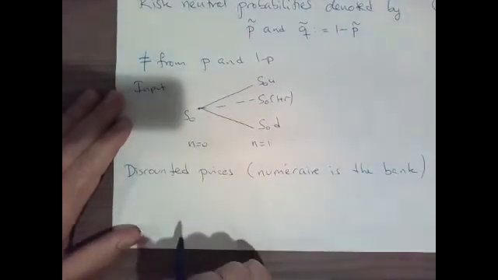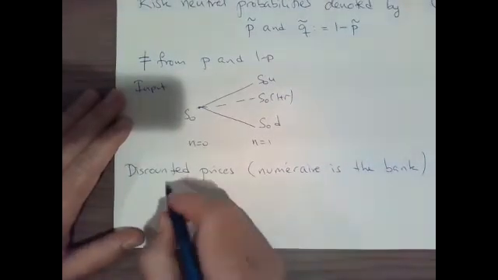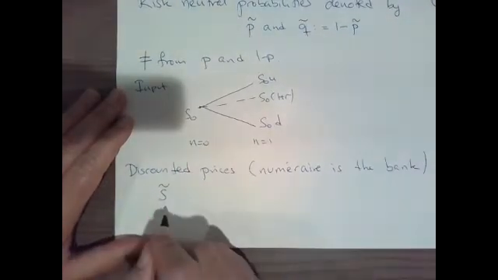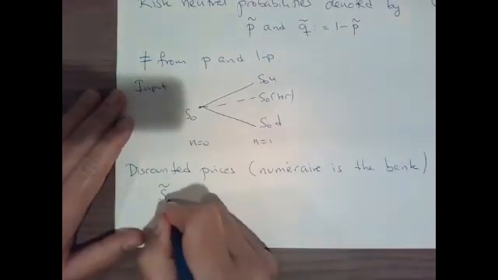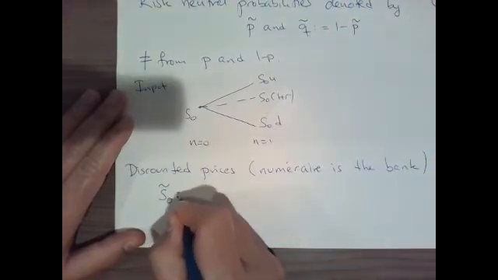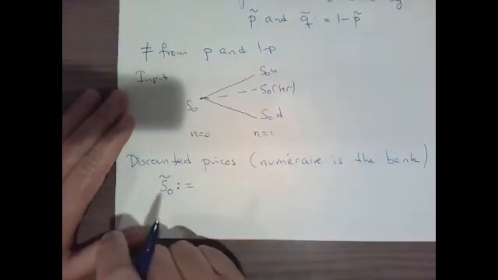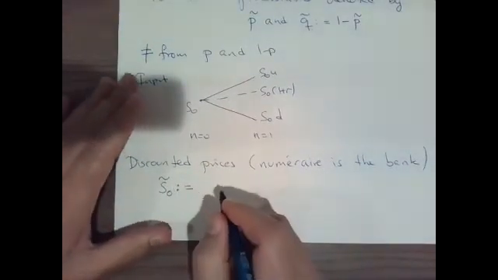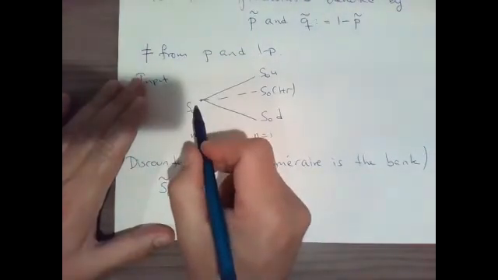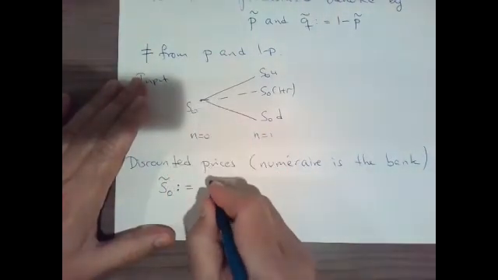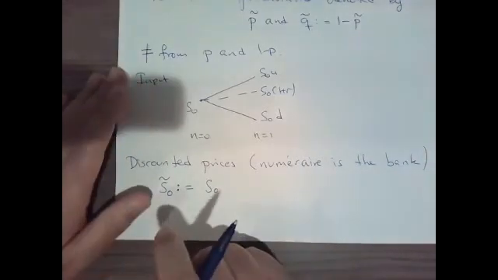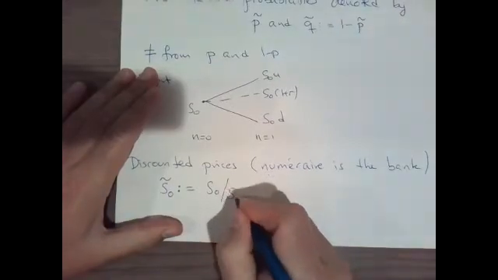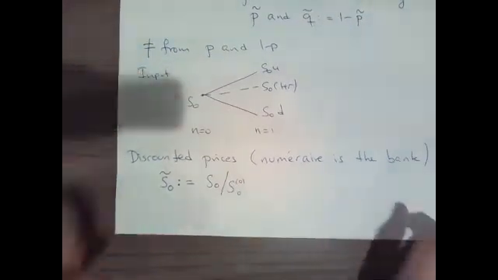Well, discounted prices, here's what it means. You take the stock and you define something with a tilde on top. So this here is a new set of prices. This here is a definition. This is my new stock price. And what I'm going to do is define this as the original stock price, and then divide by the money market account, that initial value.